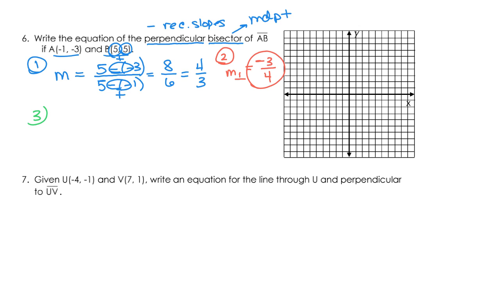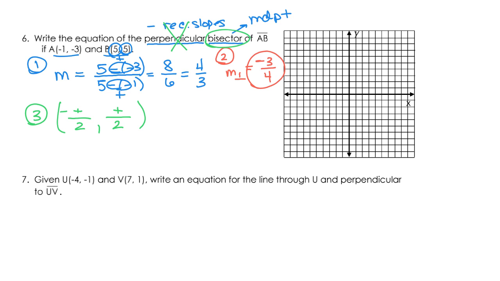My third step is to now take care of the word bisector. Bisector is midpoint. So midpoint, what do you do? You add them together and you divide by 2. All right, so we're going to go ahead and find the midpoint of AB. And remember that the x's get added first.